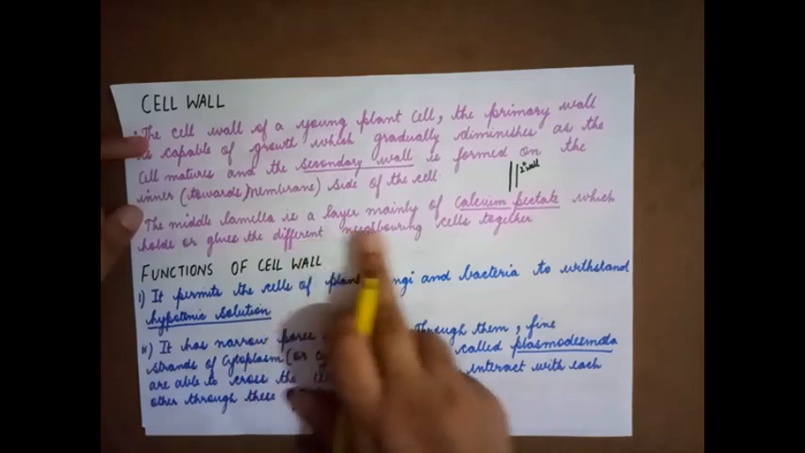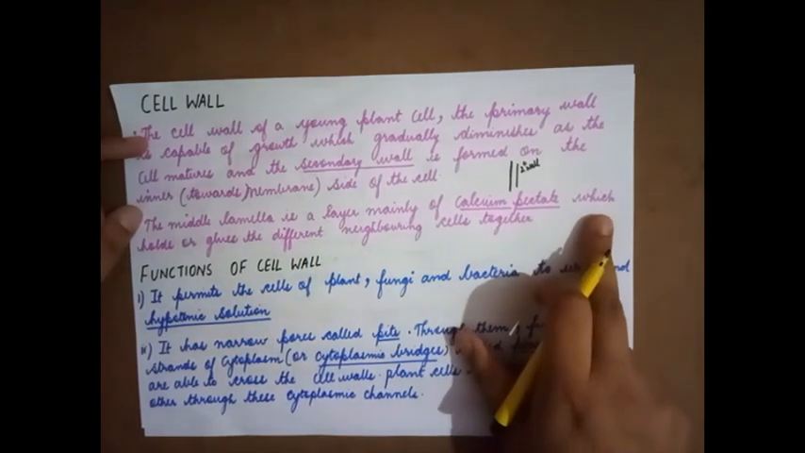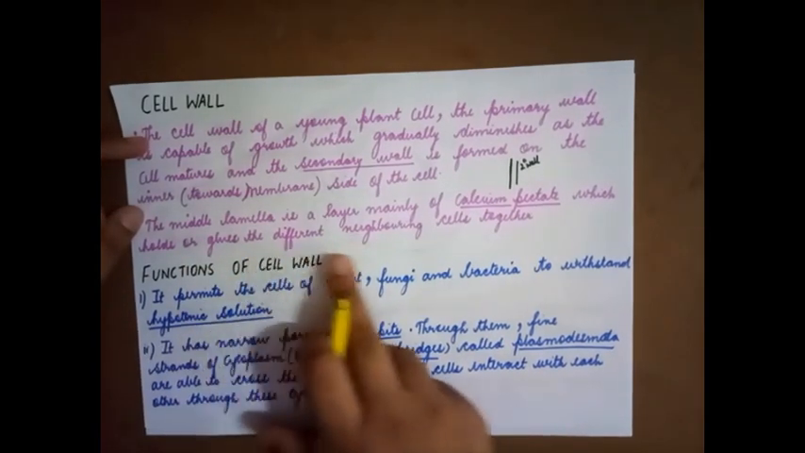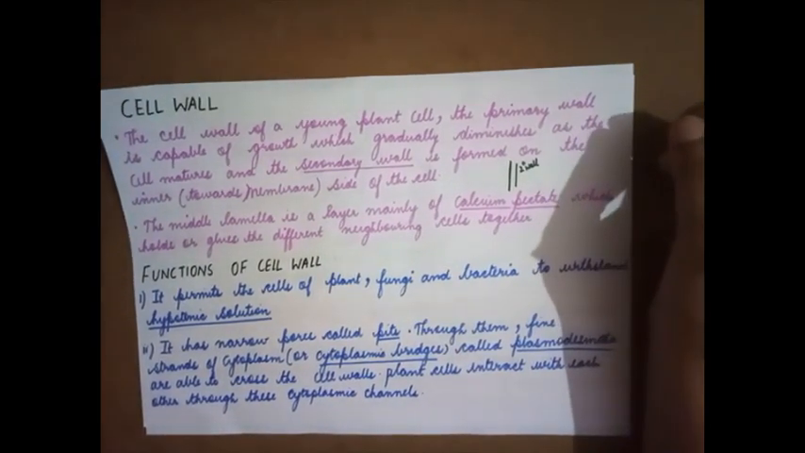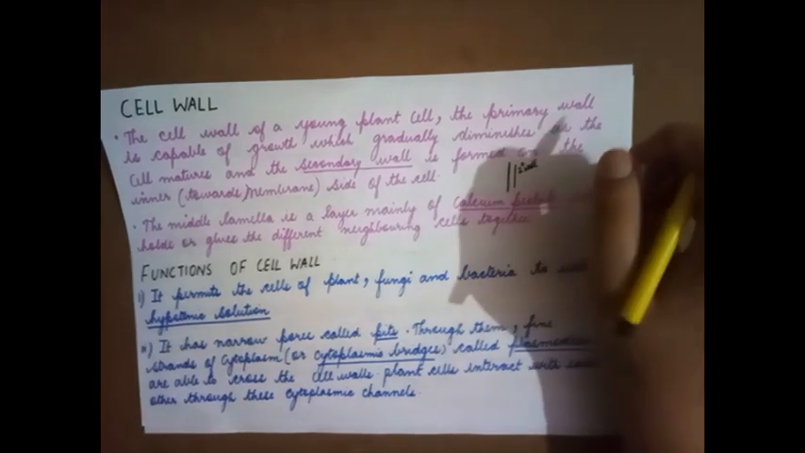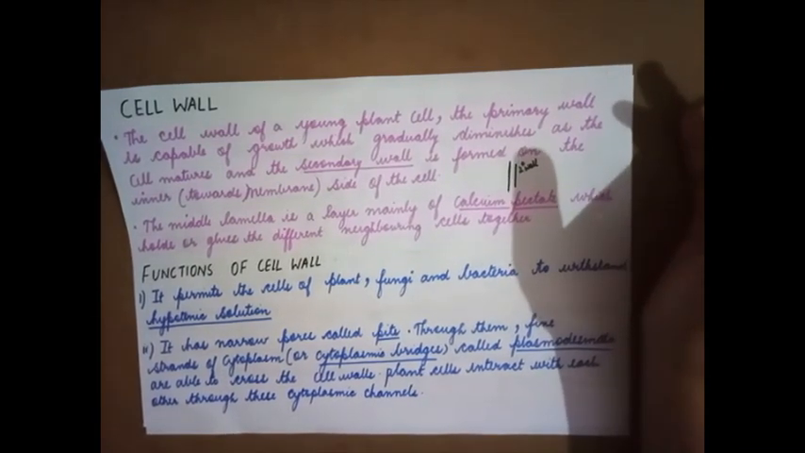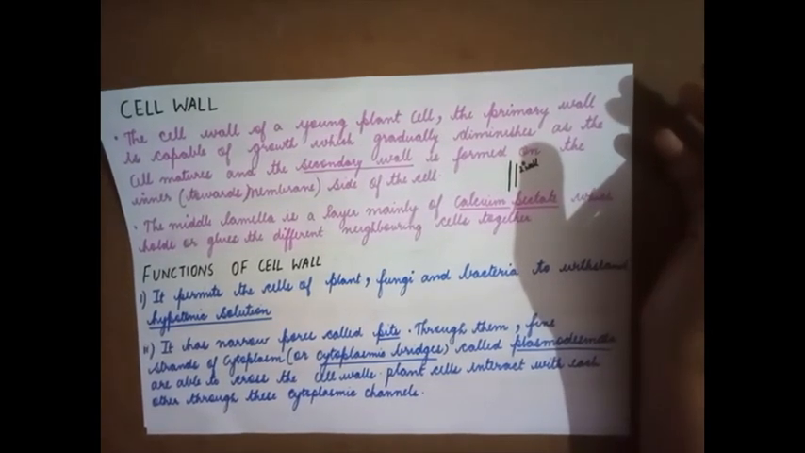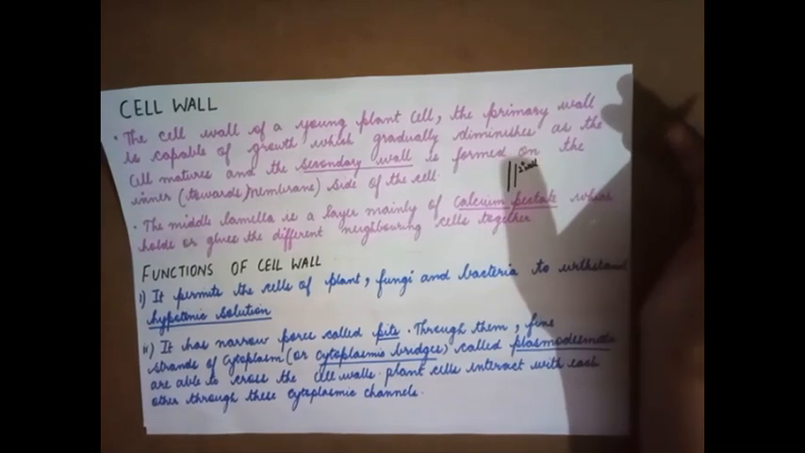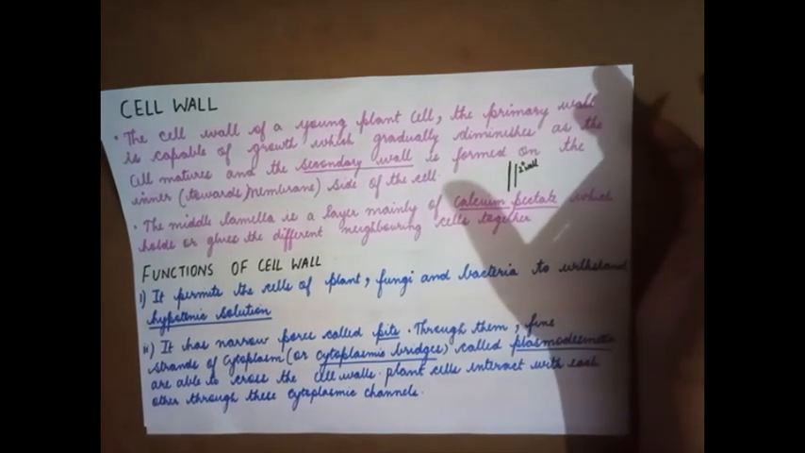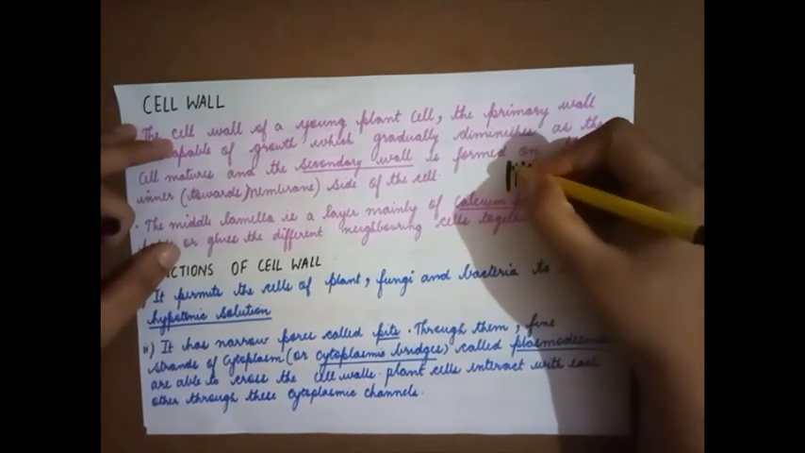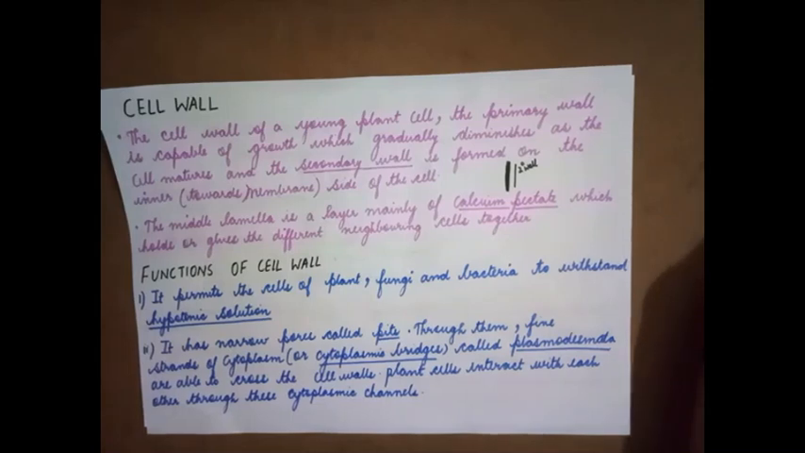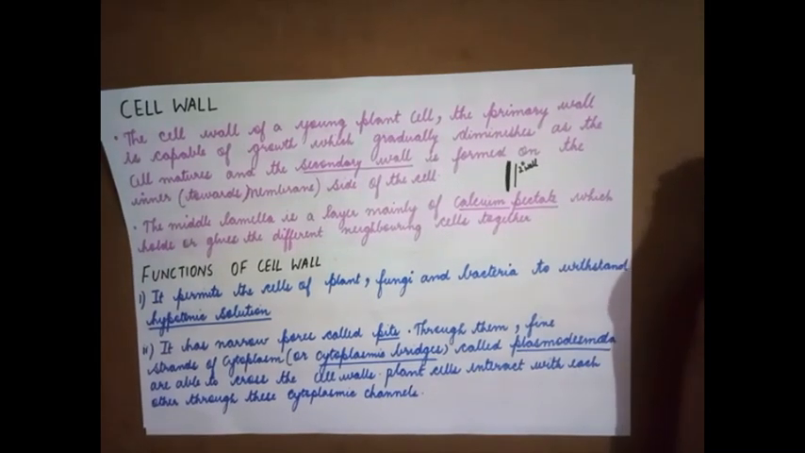Now the middle lamella is a layer mainly made up of calcium pectate which holds or glues the different neighboring cells together. Now if we need to join the papers, we need a glue. Same way, for the cells to stick together, what is that glue? That glue is nothing but calcium pectate. It is a chemical that helps cells to attach to each other. Now it is present outside the primary wall.